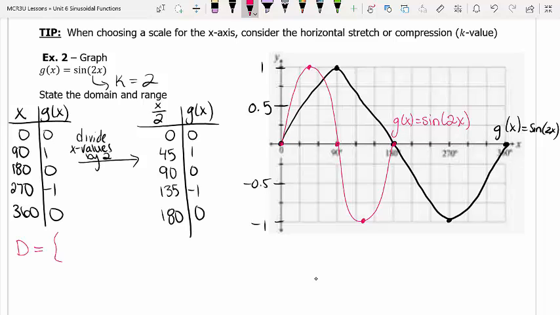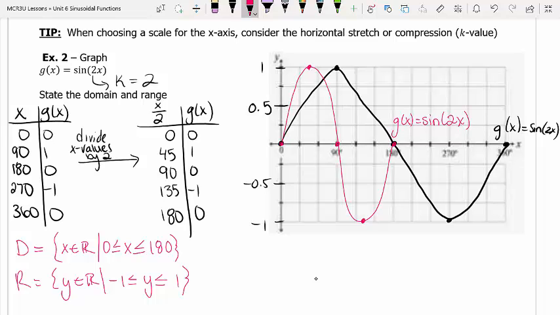So our domain is going to be x is an element of the real numbers such that x is between the values of 0 and 180 degrees. And the range is y is an element of the real numbers such that y is greater than or equal to negative 1, but less than or equal to positive 1.